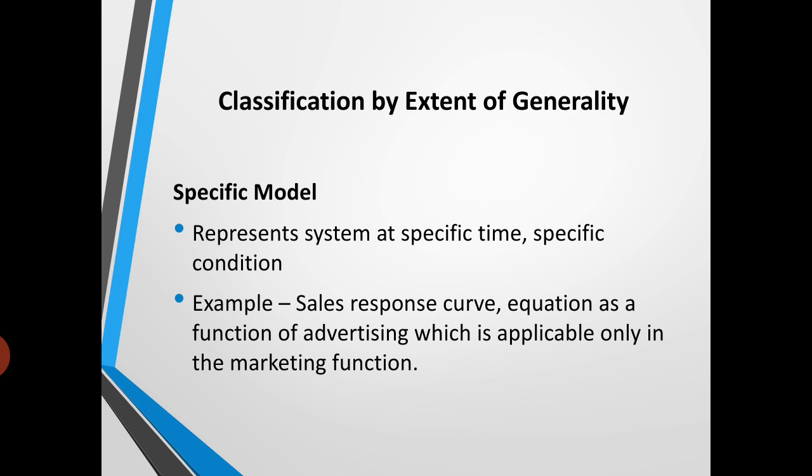Next classification is by extent of generality. Generality is a general statement that covers a range of things rather than being concerned with specific instances. There are two models based on this criteria. A specific model. When a model presents a system at a specific time, it is called specific model and are applicable under specific conditions only. Example, sales response curve or equation as a function of advertising is applicable in the marketing function alone.